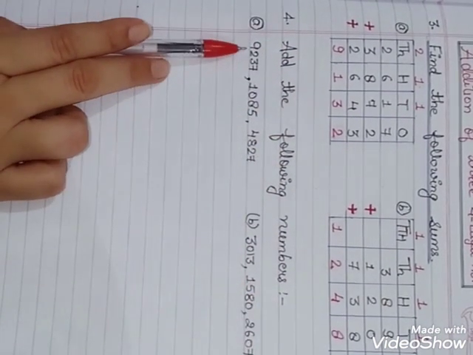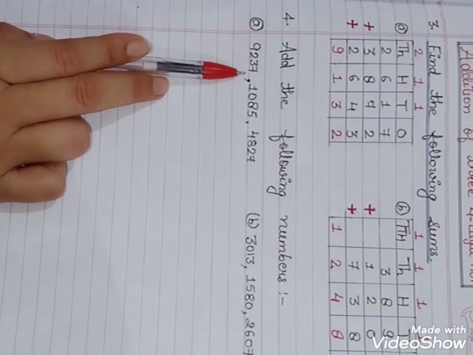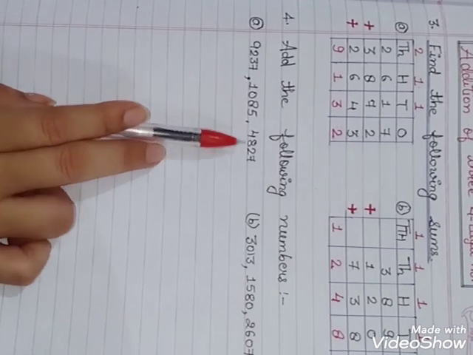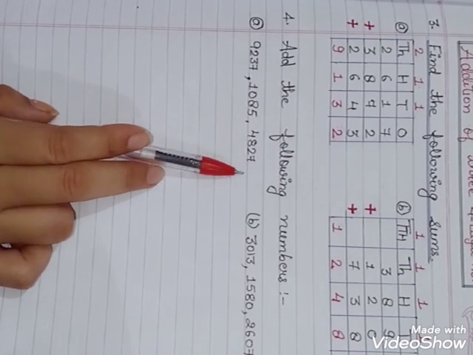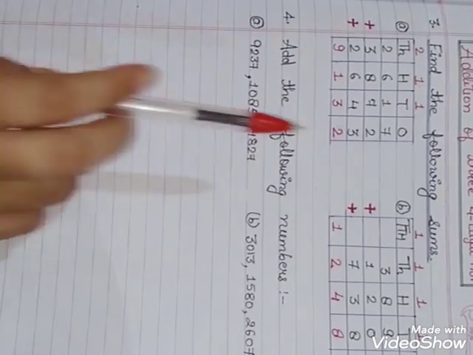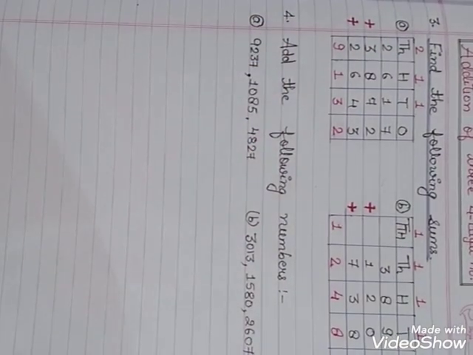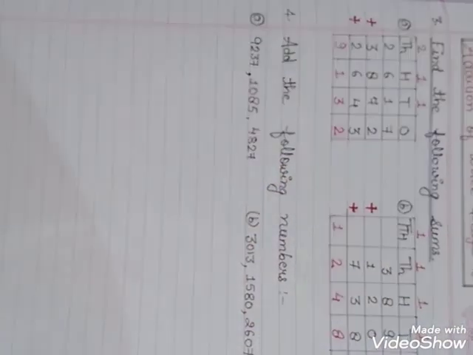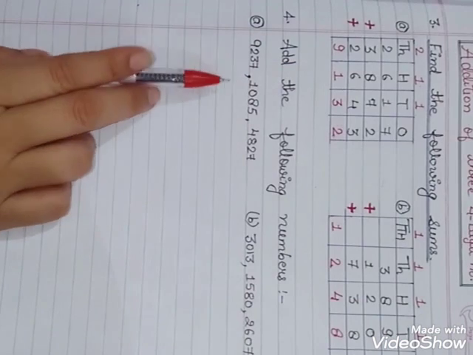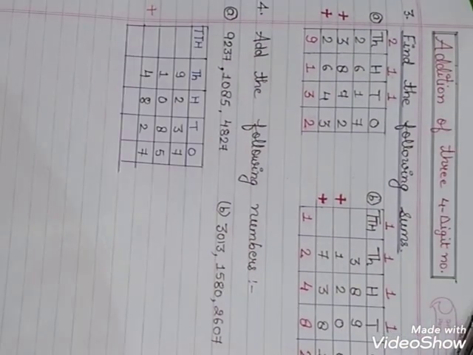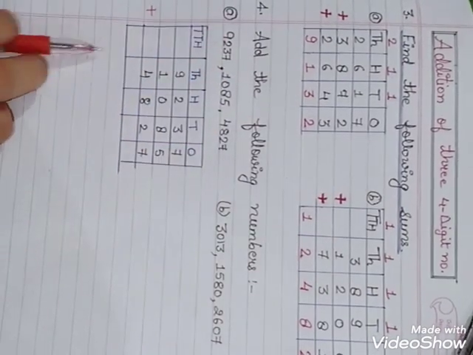The question 4 is, add the following numbers. We have to add here 9,237, 1085 and 4,827. We have to add these 3 numbers by making this box. And as you know, this box really helps you to solve the sum very easily. So now again we have to make a box here, so we make a box like this.